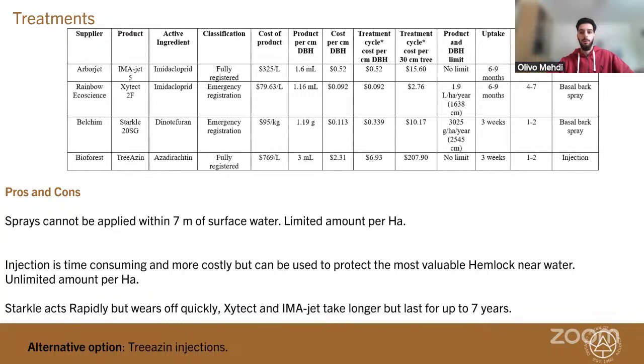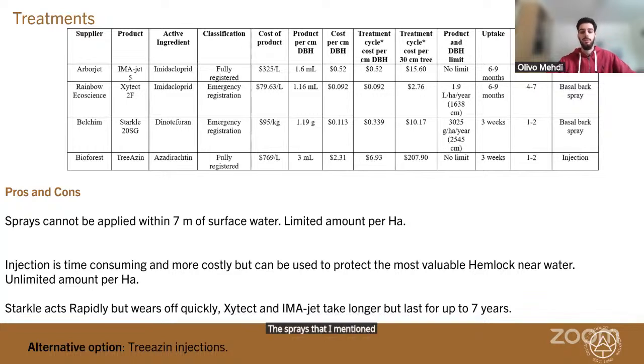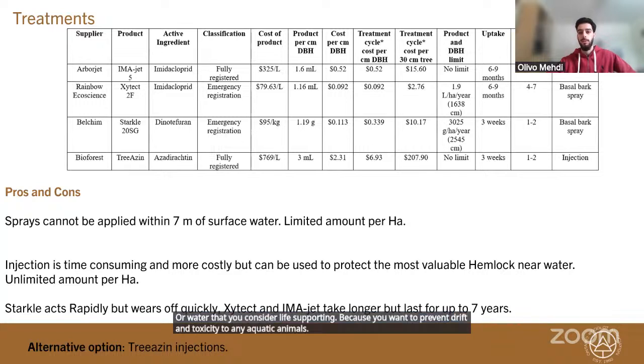So there's a summary of the treatments. I won't go through everything, but there are some pros and cons. The sprays that I mentioned can't be applied within 7 meters of any surface water or water that you consider life supporting, because you want to prevent drift and toxicity to any aquatic animals. We call it the 7 meter buffer; it comes out of Nova Scotia, but it's been applied to the Ontario labels. And then there's a limited amount per hectare.